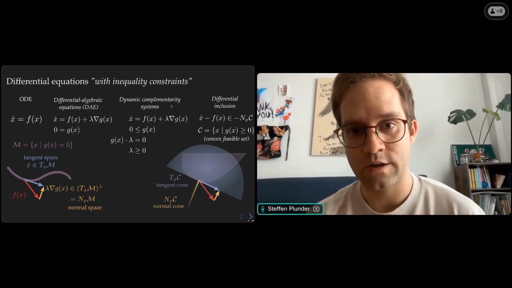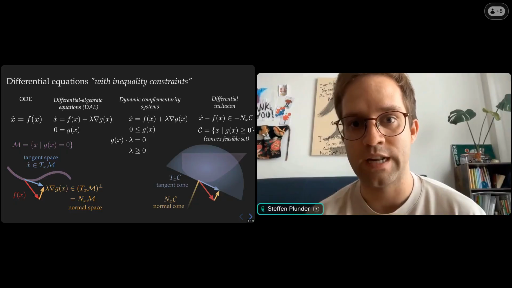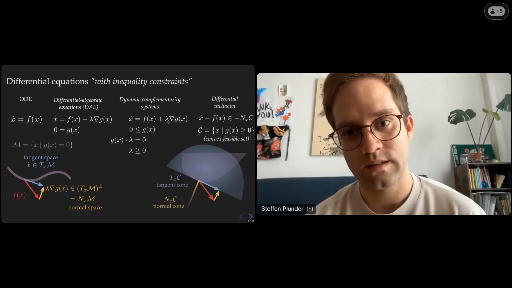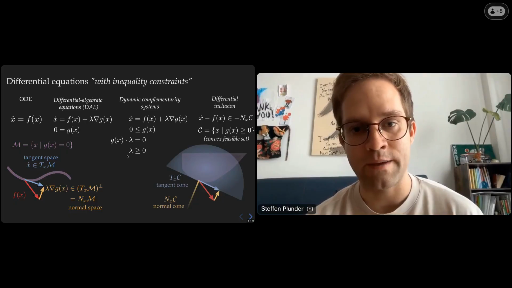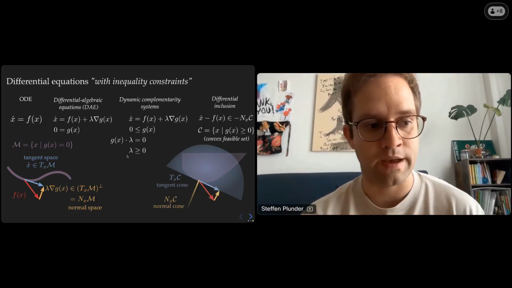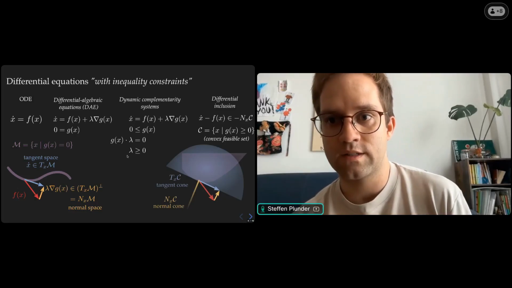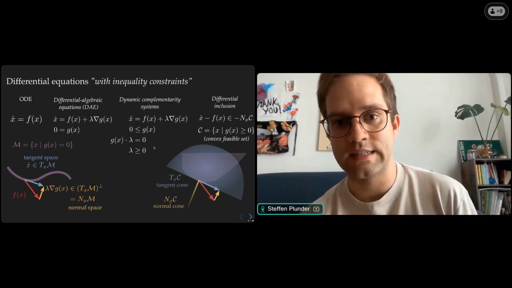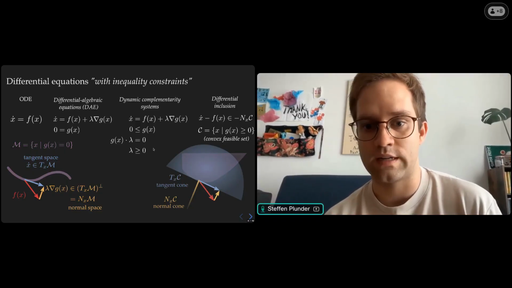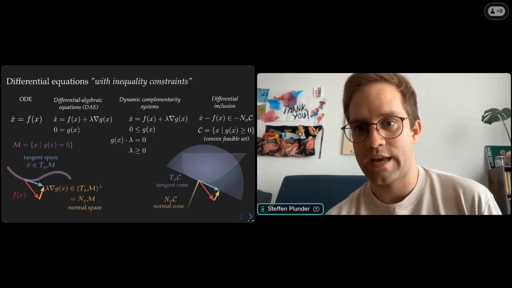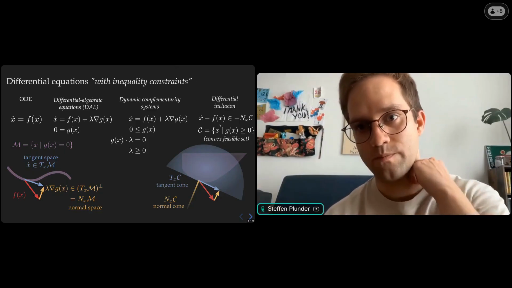So there's a lot of geometry hidden in these dynamic complementarity systems. Usually dynamic complementarity systems are good for numerics, but very bad for analysis or mathematics, because it's not so easy to write existence theorems or to know that it's good. So this is where differential inclusions came historically into play.